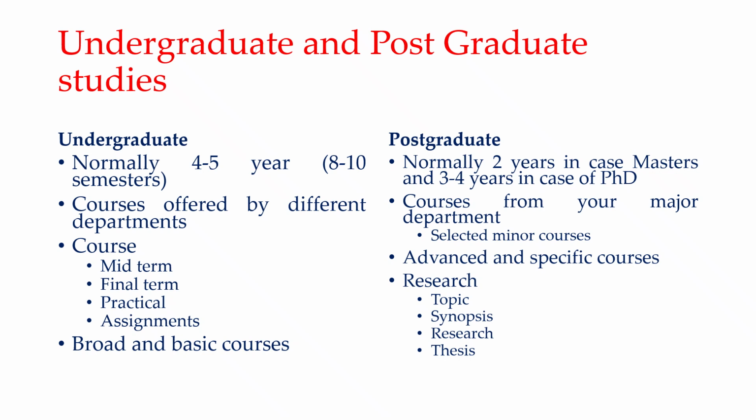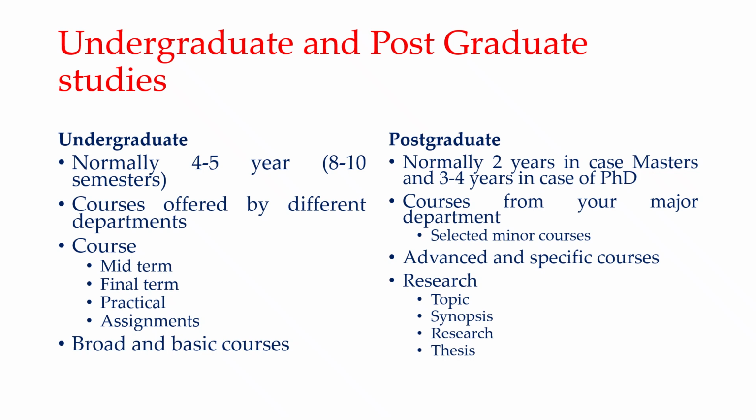In different parts of the world, there are undergraduate and postgraduate programs. Normally for the undergraduate program, students have to spend 4 to 5 years, maybe 8 to 10 semesters. There are different courses offered by the different departments, and for the evaluation of the courses, there are midterms, final terms, practicals, and assignments. Students during the undergraduate programs may have the broad and the basic courses.